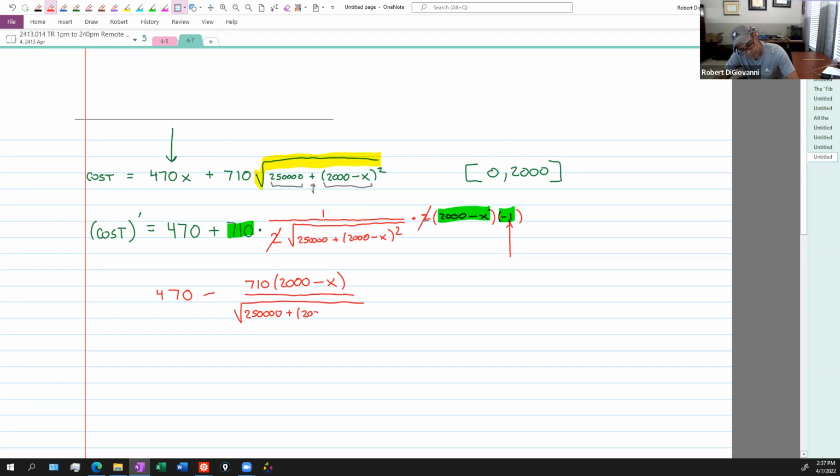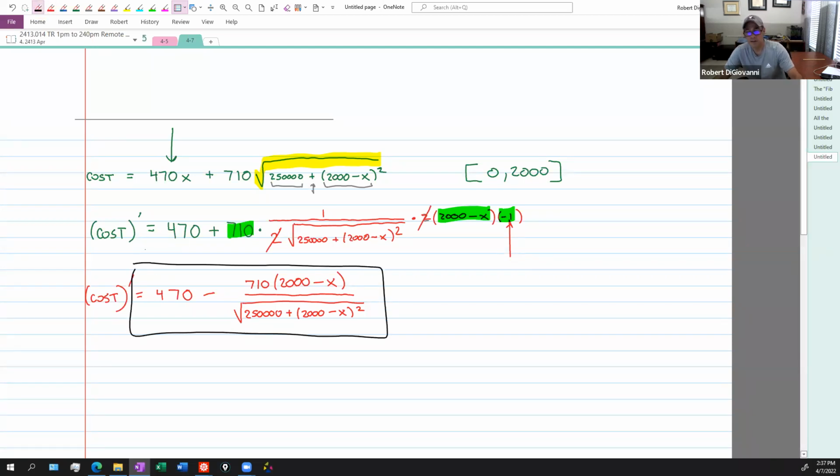There it is. That's my derivative. So what would I now need to do with that? Take that and set it equal to 0 and solve it. Now, I'm not going to have time for that, but that could be done algebraically. You could do that by hand.